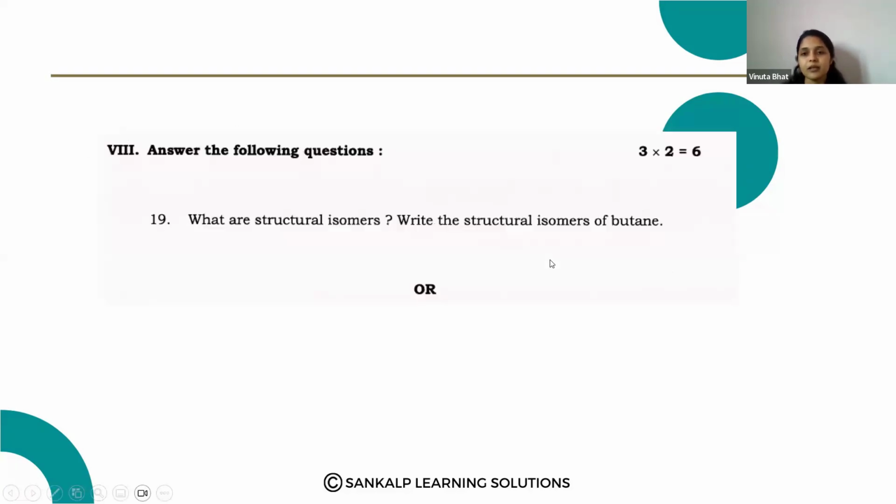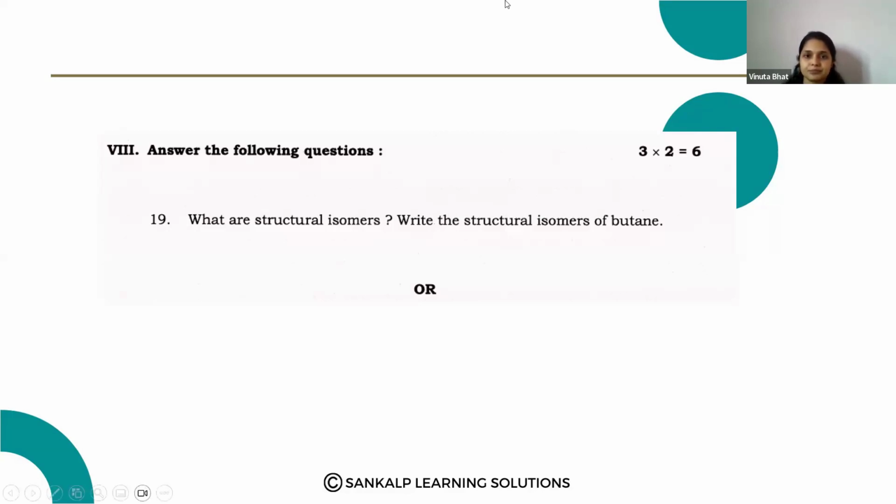Yes. Next, we are going to solve the 2-mark questions. Here, answer the following questions. So 3 into 2 means a total of three questions, each carries 2 marks, total 6 marks from this section.